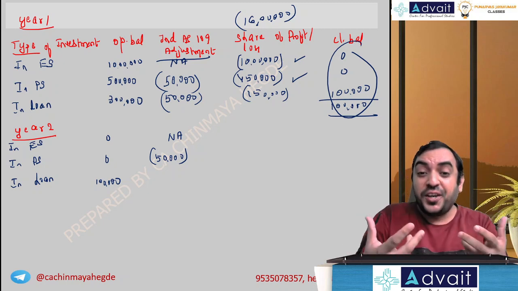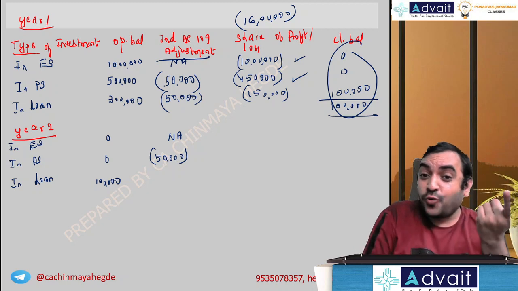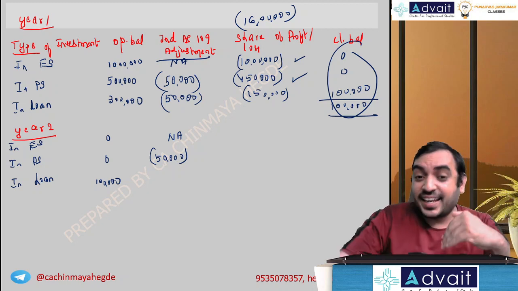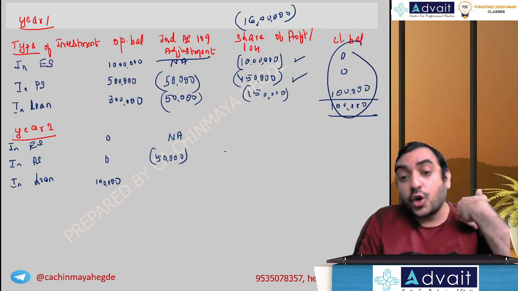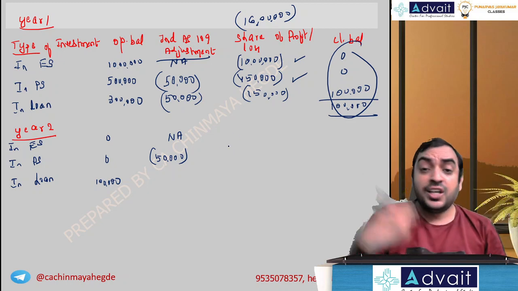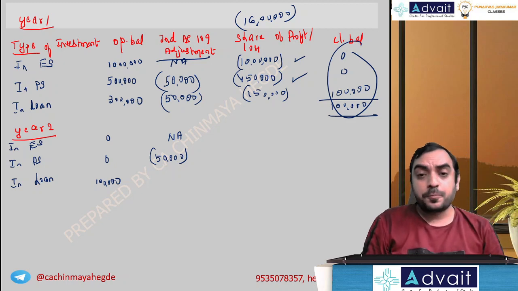So what do I do? Previously, whatever profit we have recognized, I will reverse. I will make it forcefully carrying amount. Shall I repeat this concept once more?